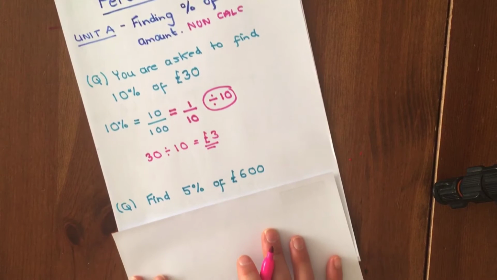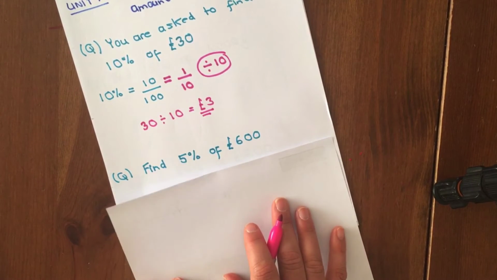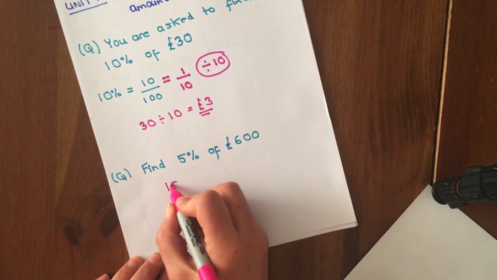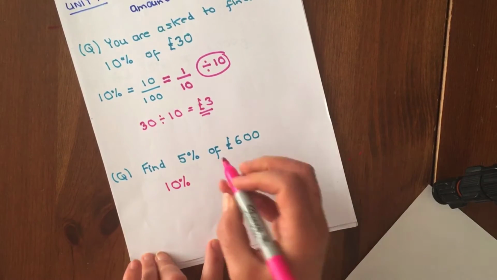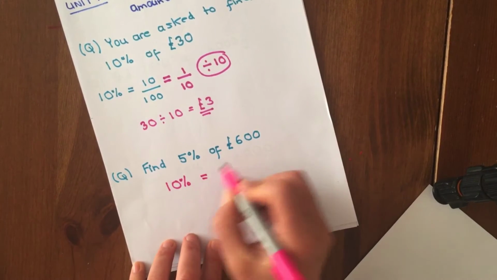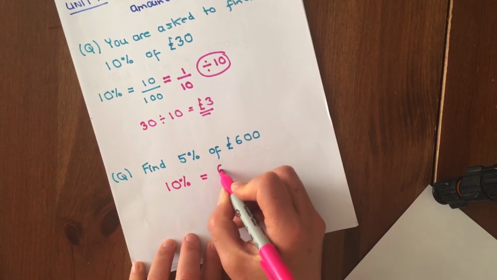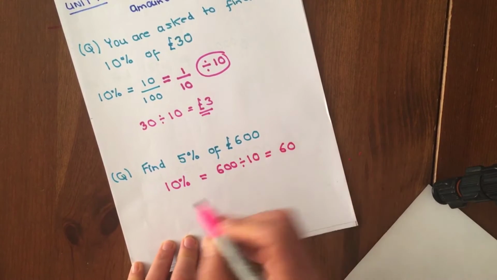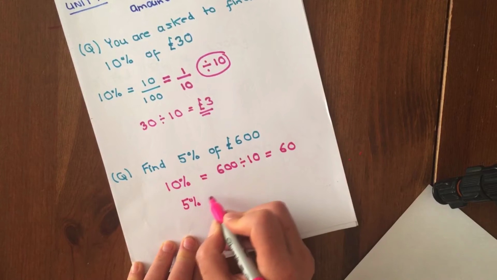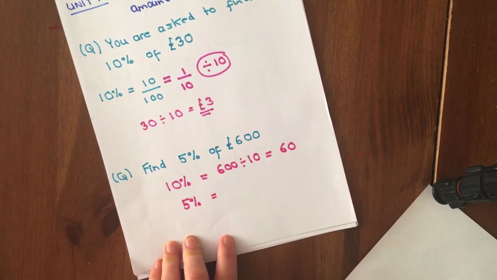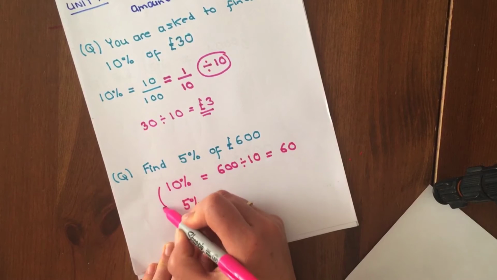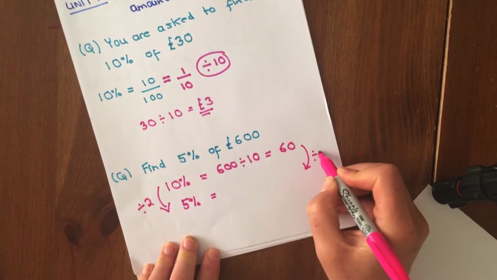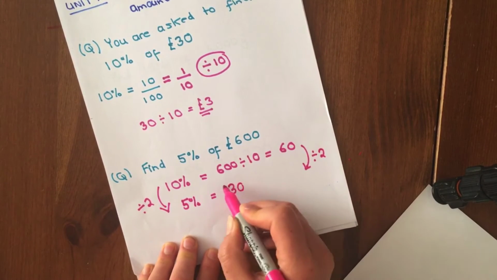You might be asked to find 5%. Well, without a calculator, we always start off with finding 10% first. So we know 10% of 600 would be 600 divided by 10, which is 60. Now we've got 10%, we can find 5%. To get from 10% to 5%, we divide by 2. So we divide 60 by 2 to get £30.